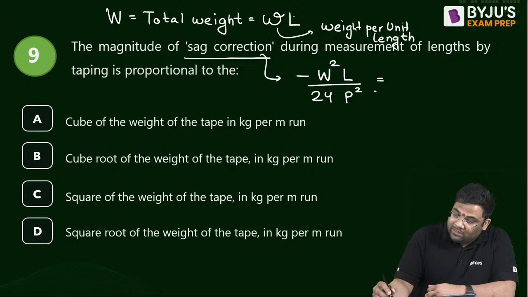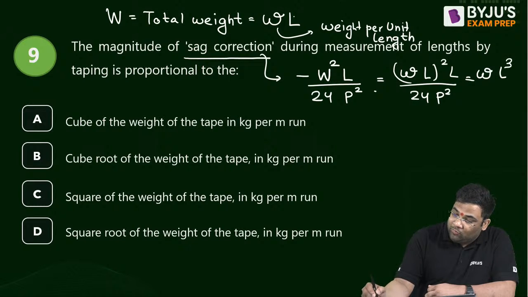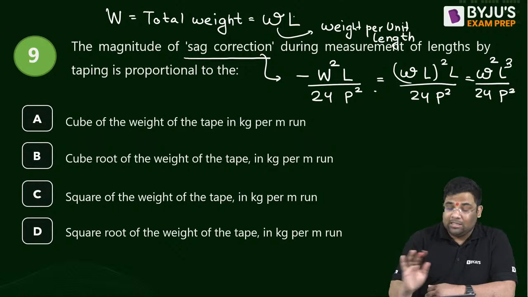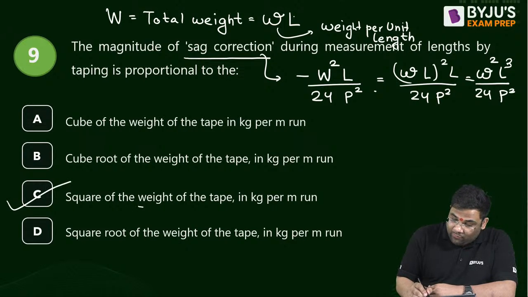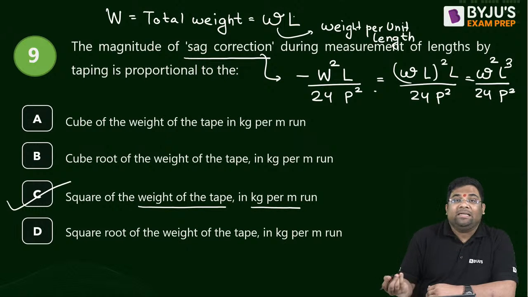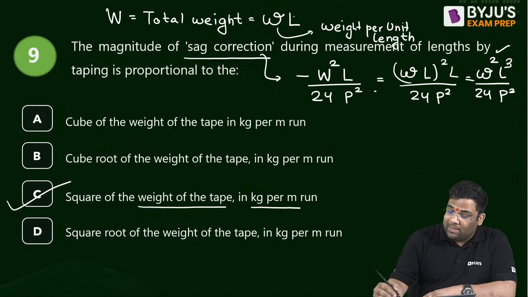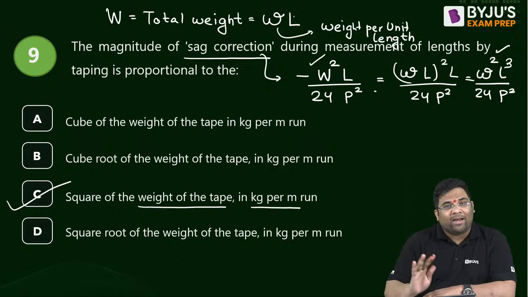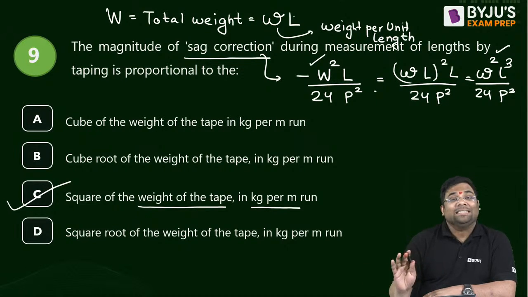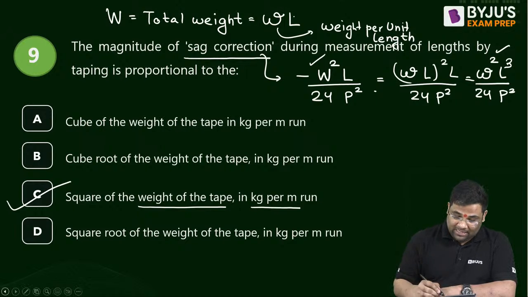So this will become small w L whole square into L by 24 p square. So it was small w L cube by 24 p square. The term w square is the square of the weight of the tape in kg per meter. Kg per meter means weight per unit length or mass per unit length, so it is squared. Even if you take total weight, it is squared. So the answer is C. This is a direct formula, and based on that they have asked the question.